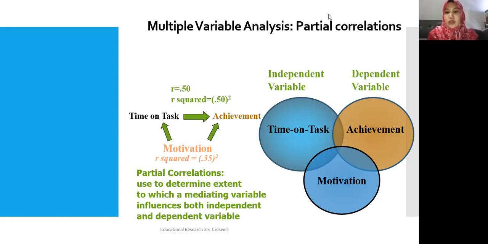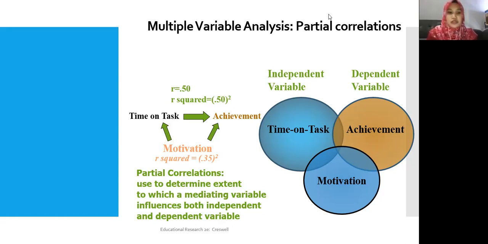So we have three kinds of variables here: the independent variable, time on task, and then for the dependent variable, what, Mas Anjar? Dependent, we have achievement. Achievement, okay. And for the mediating variable we have motivation.